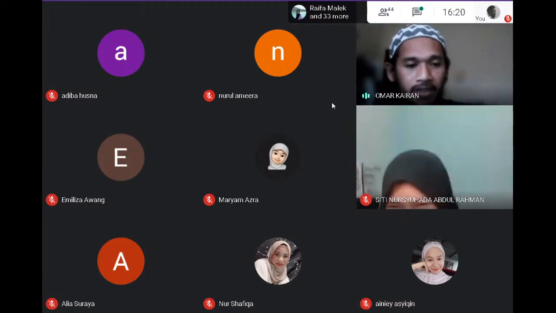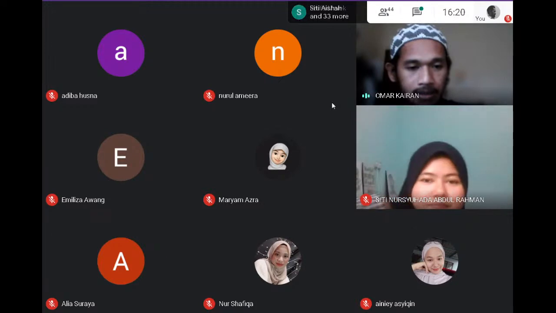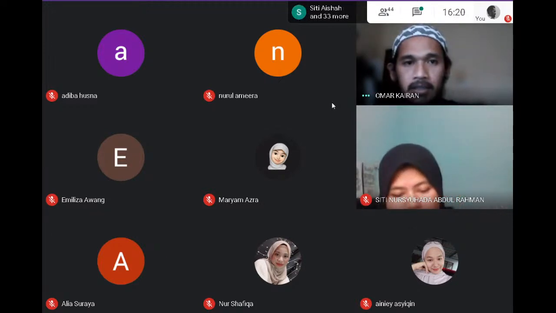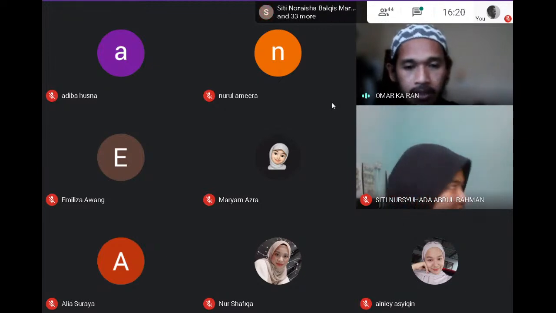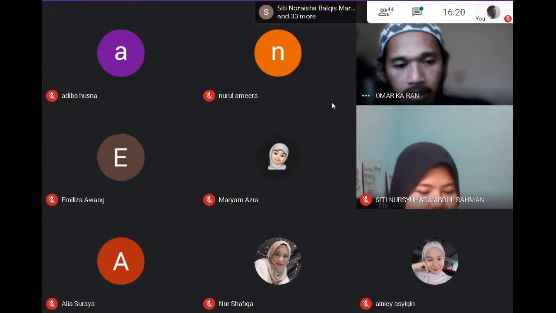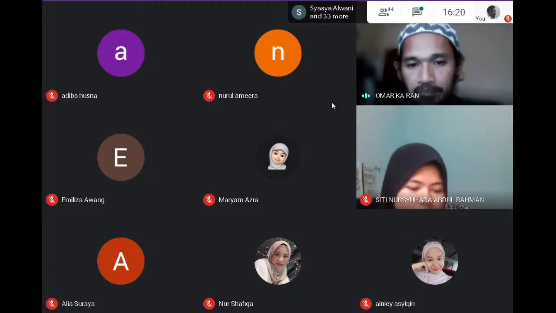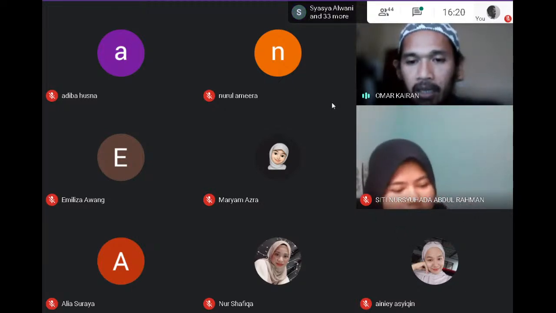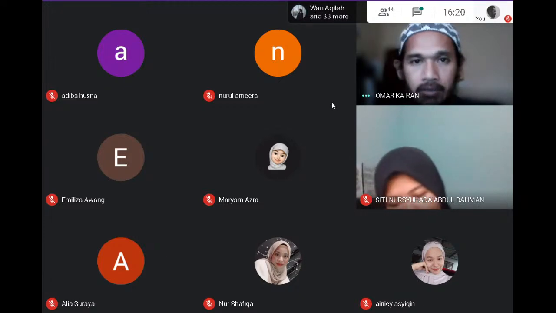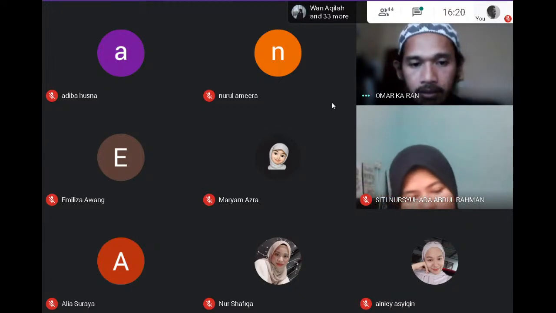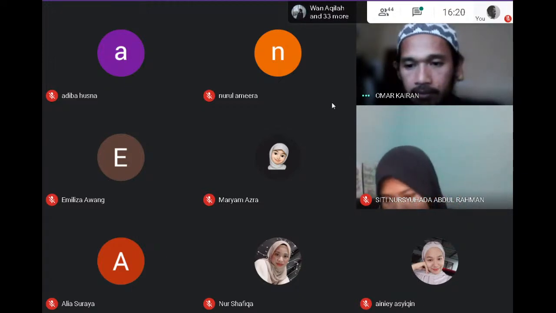So without further ado, we proceed with chapter 1.2. Kita nak kena balik semula. Go back to 1.2, which is we'll discuss the sampling and data collection methods. So, sampling and data collection methods.